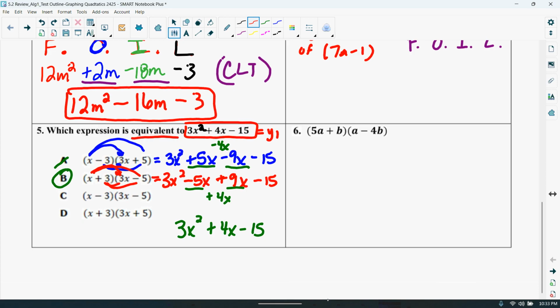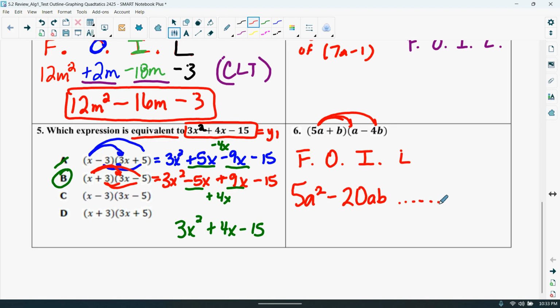Okay. So number 6, no answer choices here, but you're still going to use the FOIL method. And the only difference, the thing you need to kind of remember, is the first one's going to be the same. 5a times a is 5a squared. But when I multiply 5a times this minus 4b, we have two variables, the a and the b. You're going to just write that as negative 20ab. You're just going to write both variables, okay? So see if you can finish this one, and check it with the key on Teams, right?